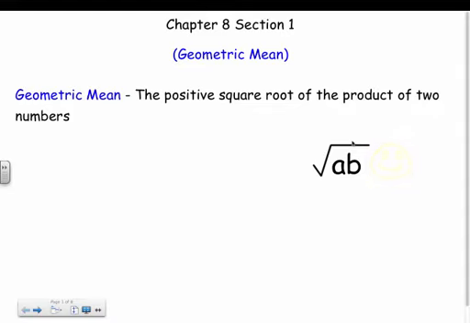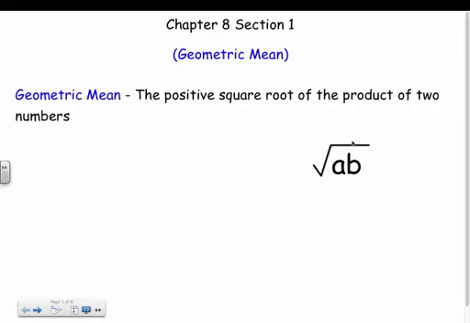But the geometric mean is the positive square root of the product of two numbers. So that's just what it is. And then we're going to use it with right triangles here, and I'll show you how that's used to measure heights. So geometric mean, positive square root, product of two numbers.